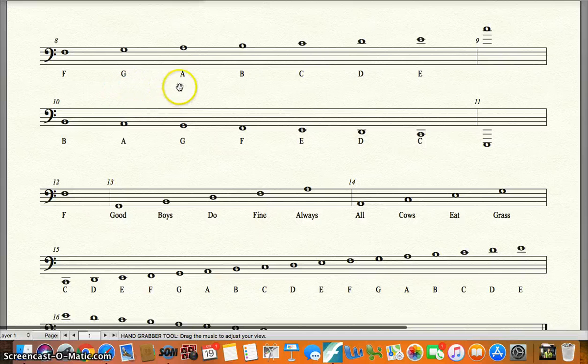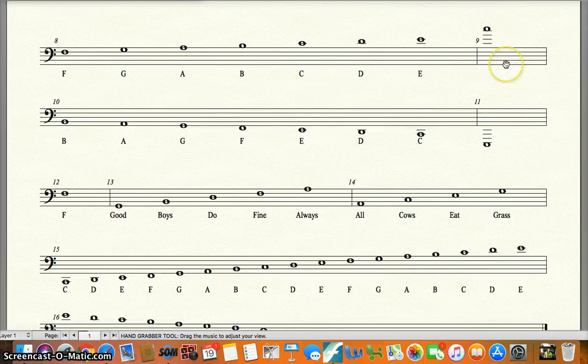F to G, back to A, B. That first ledger line up is C. Above that is D. Two ledger lines up is E, and so on. It's just up the alphabet. So, example 9 shows us an example of that. That's way up there. Wow, 4 ledger lines, that's pretty high.